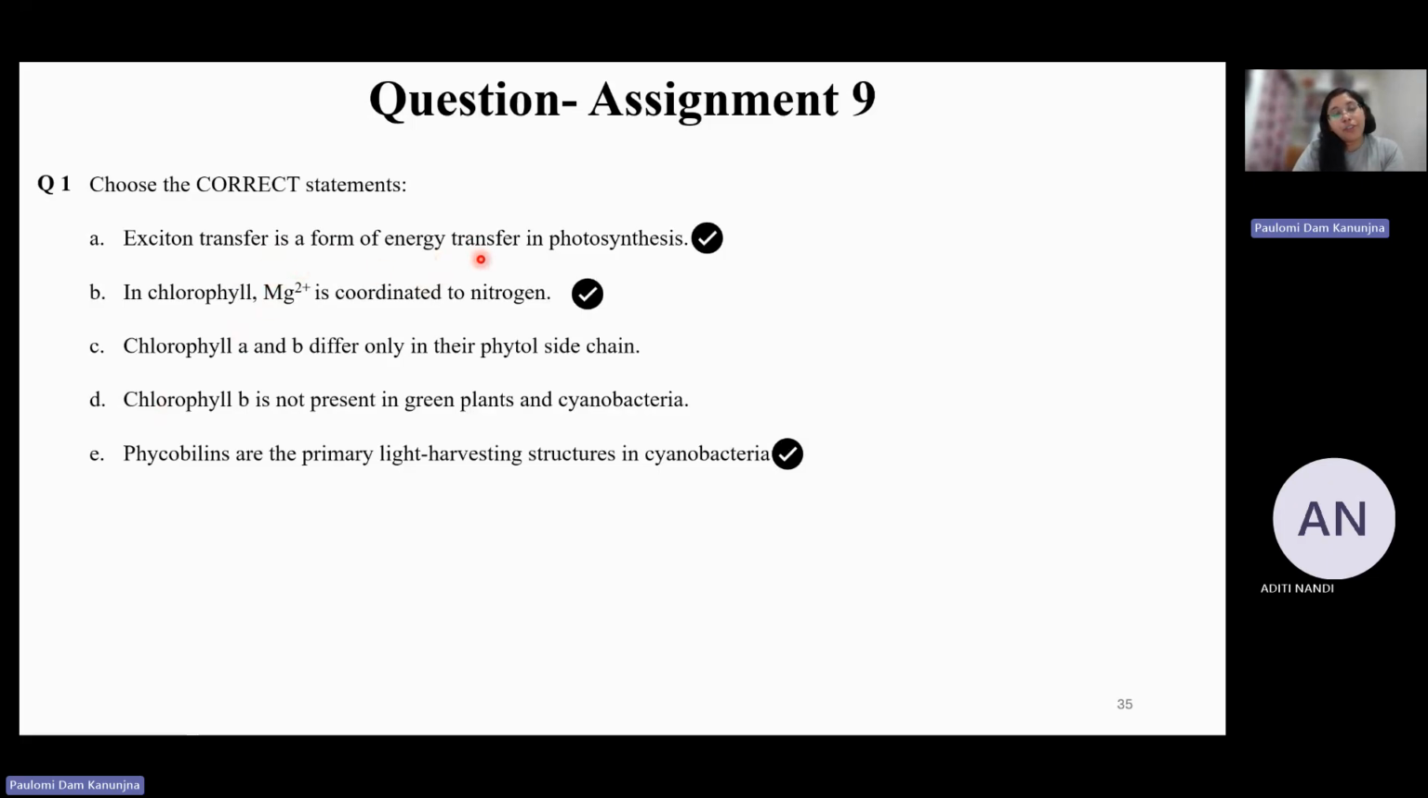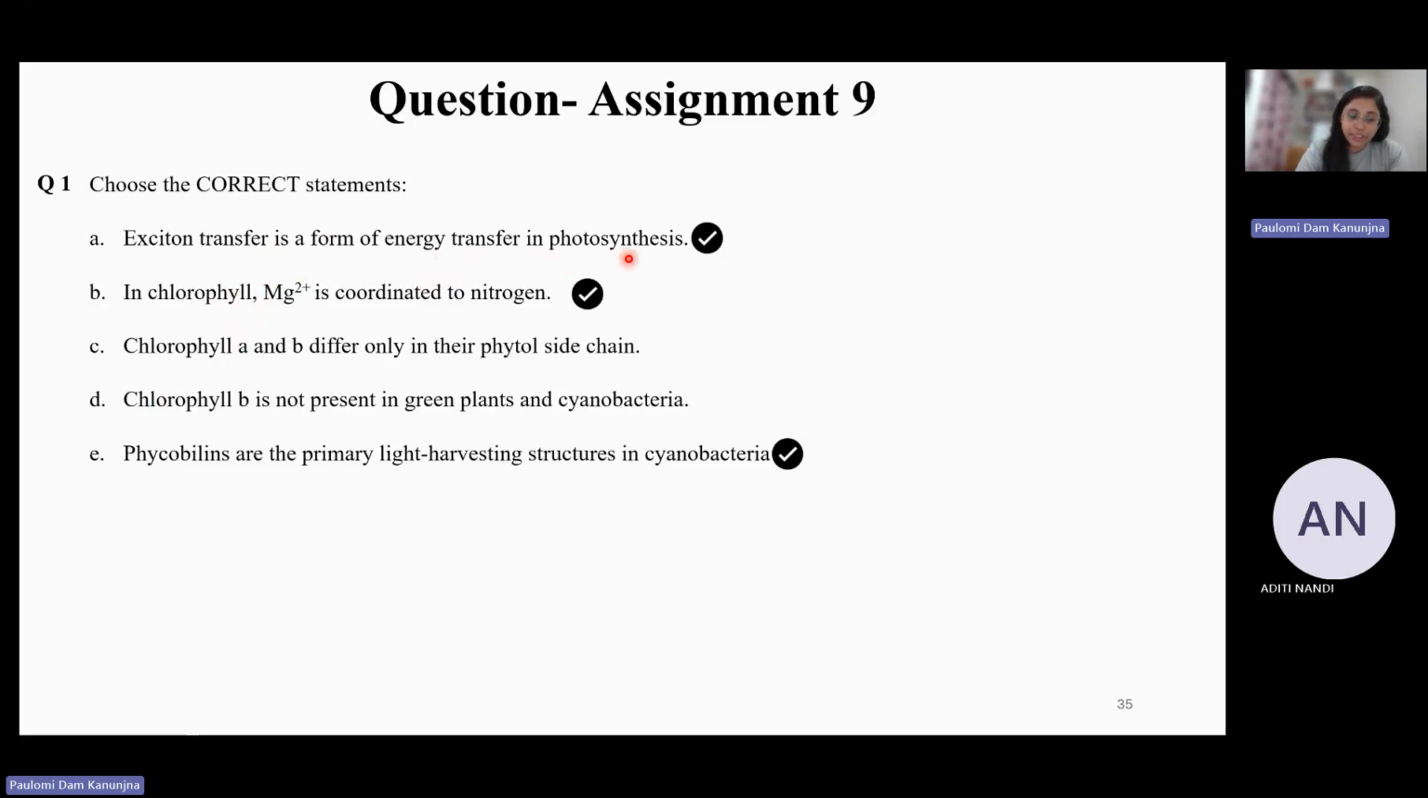Exciton transfer is a form of energy transfer in photosynthesis. We remember, right? We saw how there was transfer of excitation energy from one pigment molecule to another pigment molecule in the light harvesting complex. So we saw that scheme and how they're transferred, right? Then second is chlorophyll. In chlorophyll, you have Mg2 plus, which is coordinated to nitrogen. That is also correct. C says that chlorophyll A and B differ only in their phytol side chain. So if you look into the structure, they have the same phytol tail, but they differ in their porphyrin ring position. Okay.